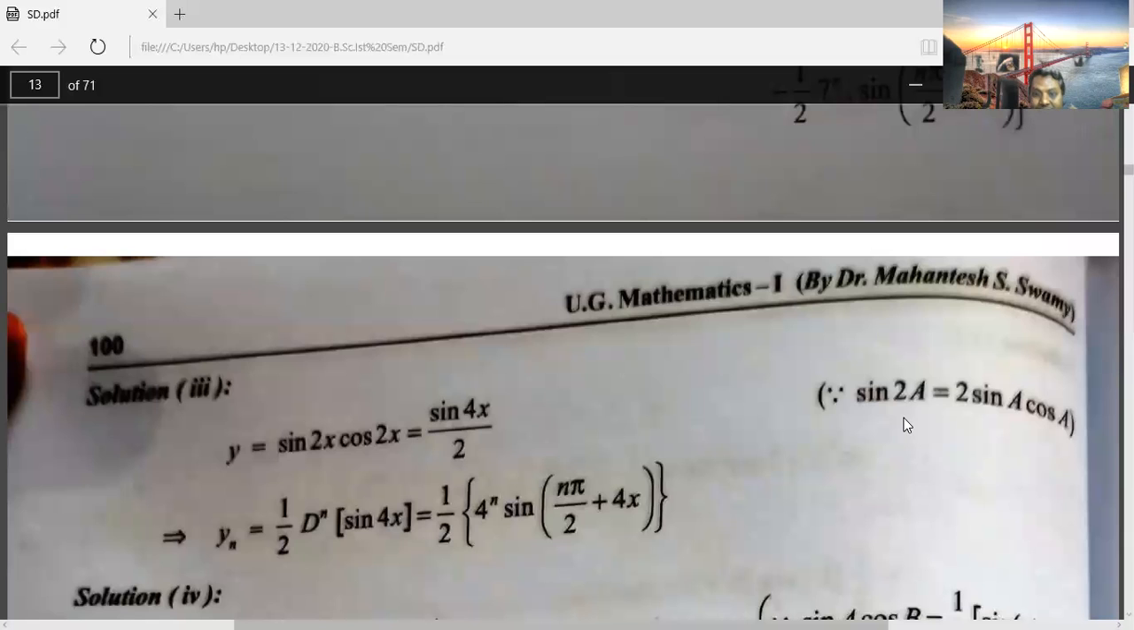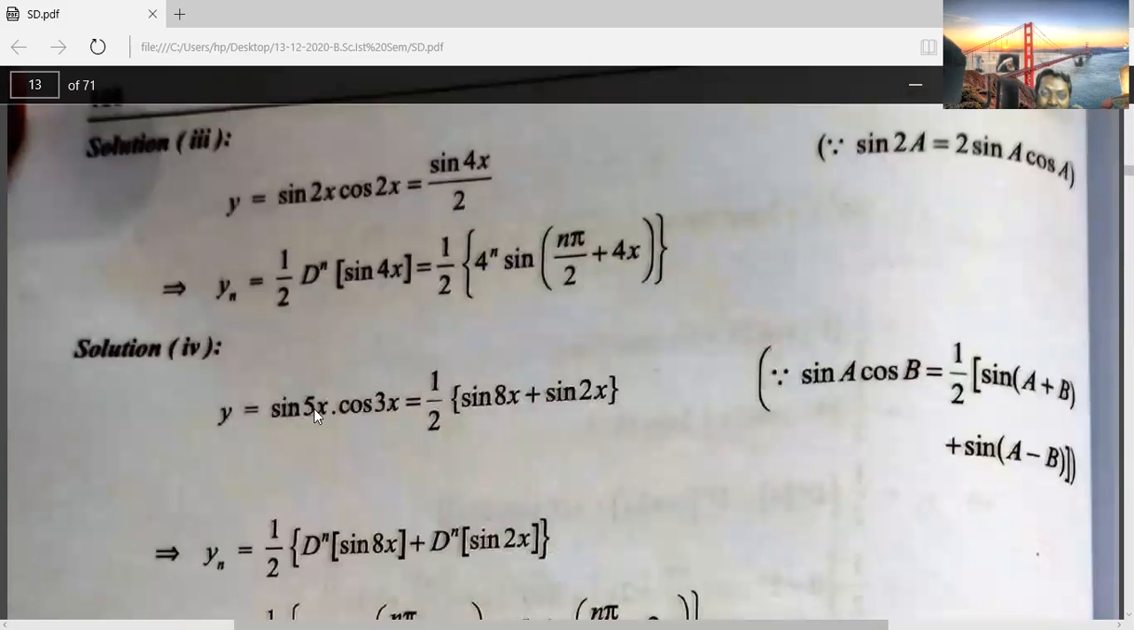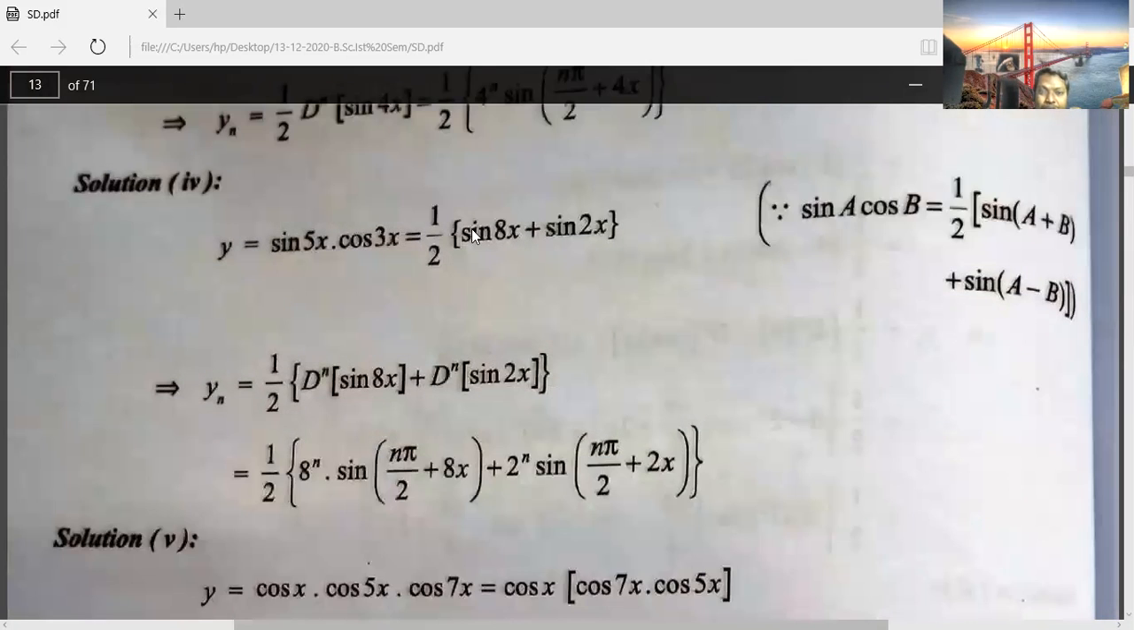What is the formula here? Sin a into cos b is equal to, you can write, half of sin a plus b plus sin a minus b. Here a is equal to 5x and b is equal to 3x, that's why you are writing sin a plus b plus sin a minus b here. Now this looks like the same formula. Here also there is no formula directly, so we write it by using the formulas. You are writing sin a plus b plus sin a minus b, which is equal to 2 sin a into cos b. That's why you apply that formula here.